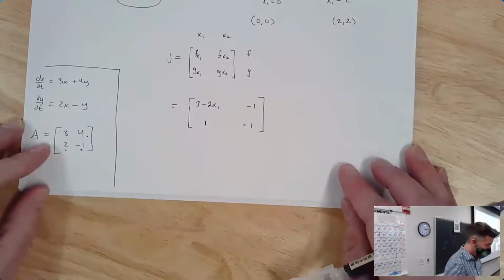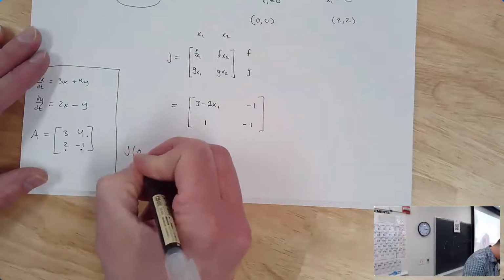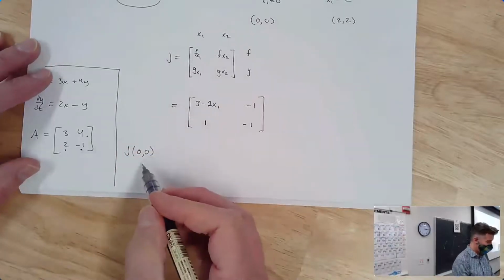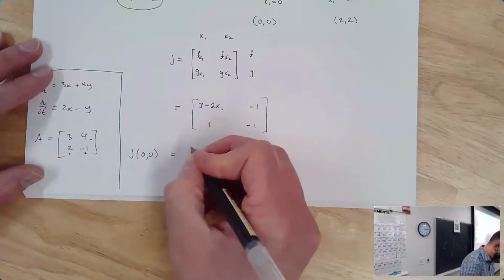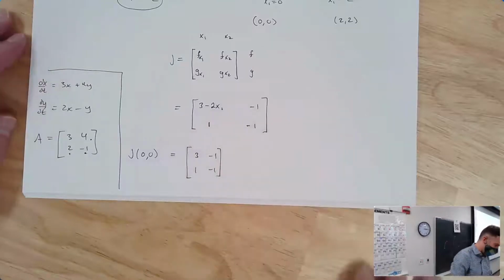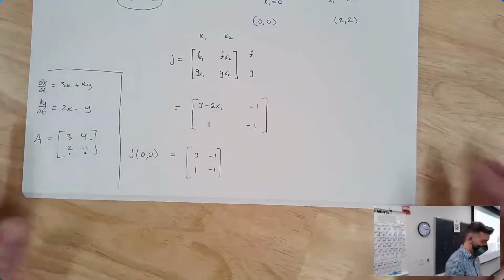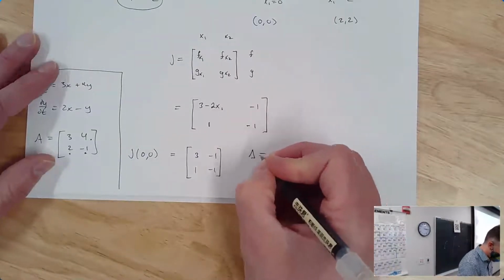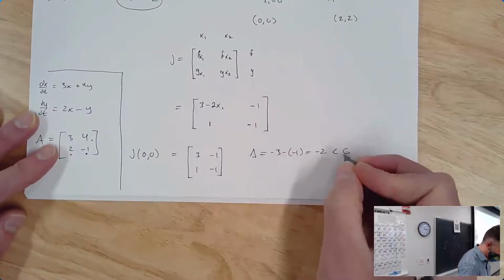Then we evaluate our Jacobian at the various equilibria to analyze the stability. If I evaluate my Jacobian at the point (0, 0), I'm just plugging in 0 for x1, and I get 3, negative 1, 1, negative 1. Since I want to make life easy, the determinant is negative 3 minus negative 1, which is negative 2. Oh, we have a saddle.